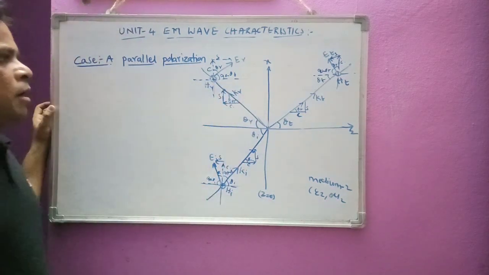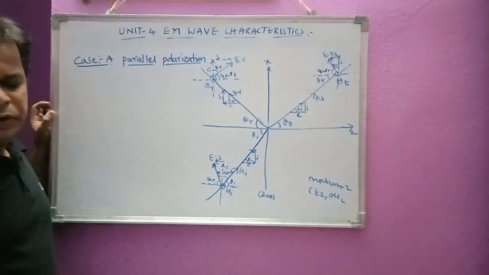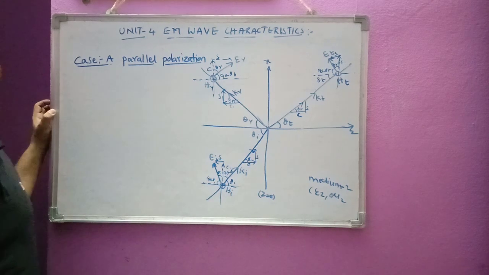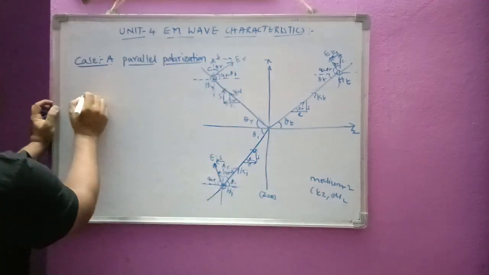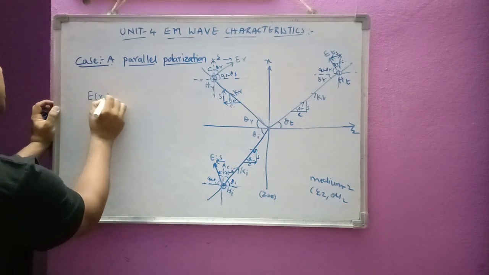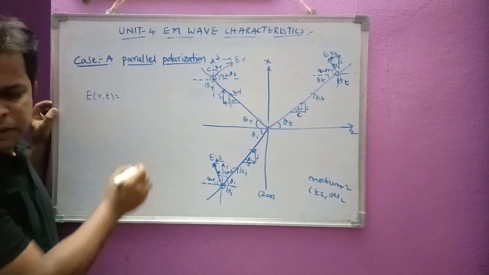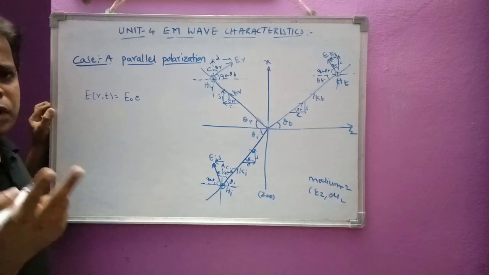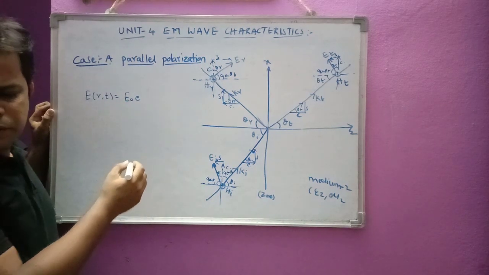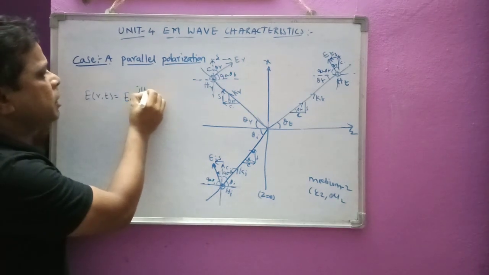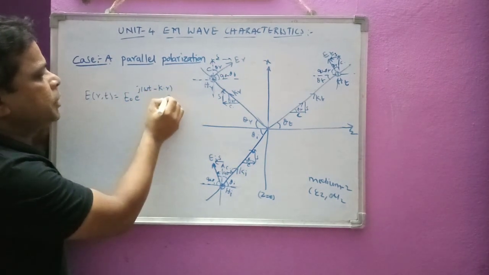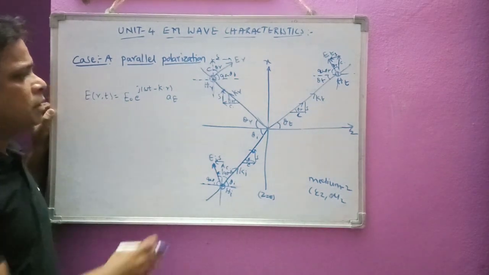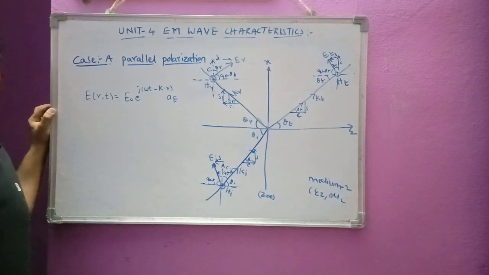Now let me write the field equations from this diagram. As we know, the general form of the electric field is E(r, t), as we saw in the last lecture class, equal to E naught into e power. We have two forms, and either of them can be used. Now I will make use of the equation e power j into (omega t minus k dot r) into a_E. So we need to find the direction of a_E here, and we have E naught. Let me write the equation here.